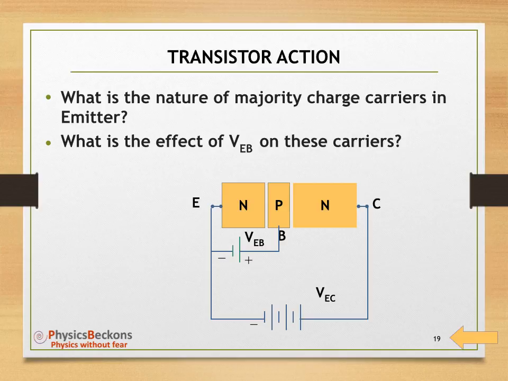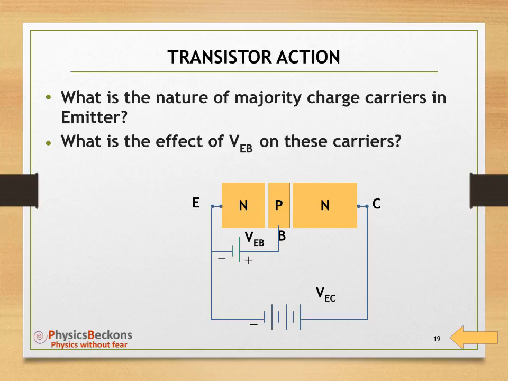What is the nature of majority charge carriers in the emitter? Here you can see the emitter is N type, so the majority charge carriers in emitter are negative, that is the electrons. The effect of emitter base potential on these carriers is, because the base is positive, the electrons from the emitter will be pulled towards the base.